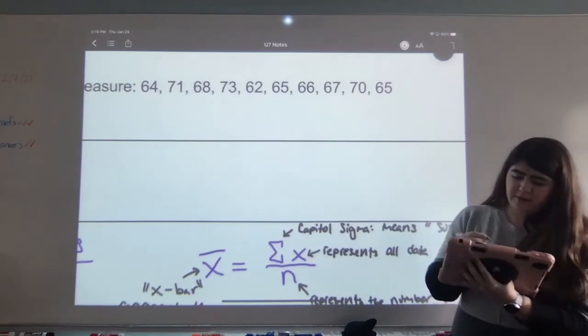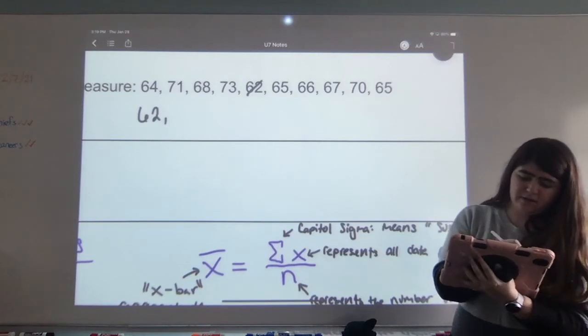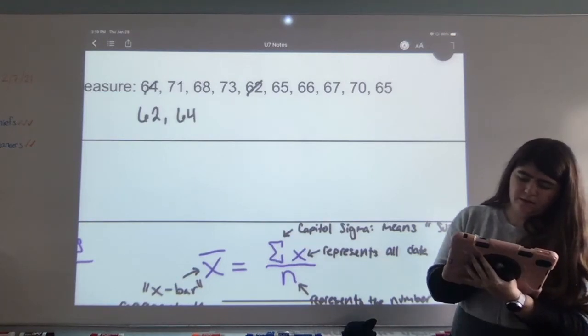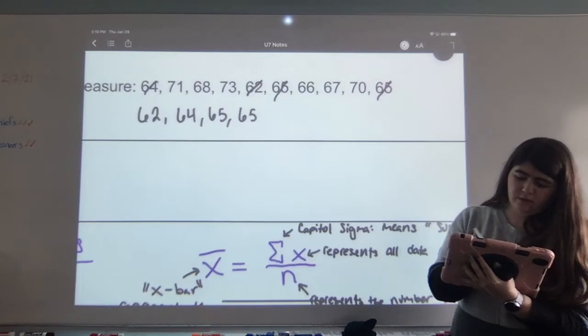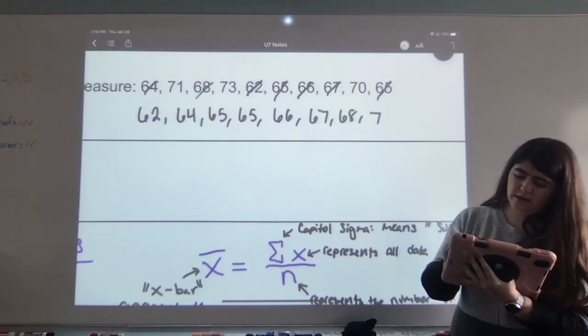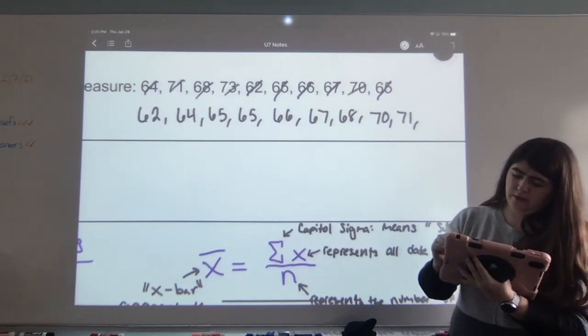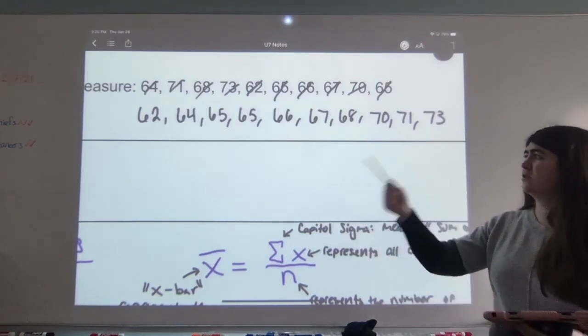I'm going to start with 62, then I have 64, then I have 65, then another 65, then 66, then 67, I have a 68, 70, 71, and 73. All right, now our data is in order from least to greatest.